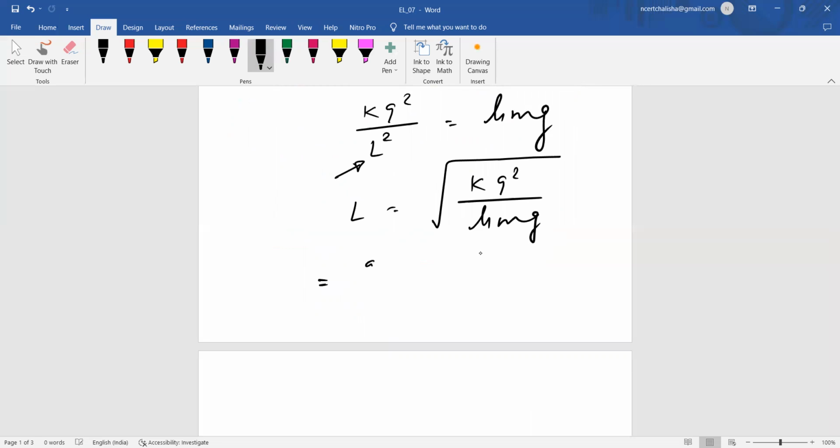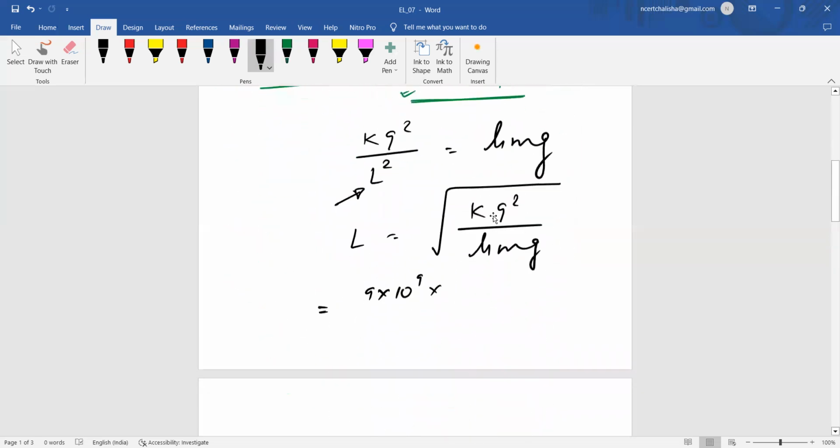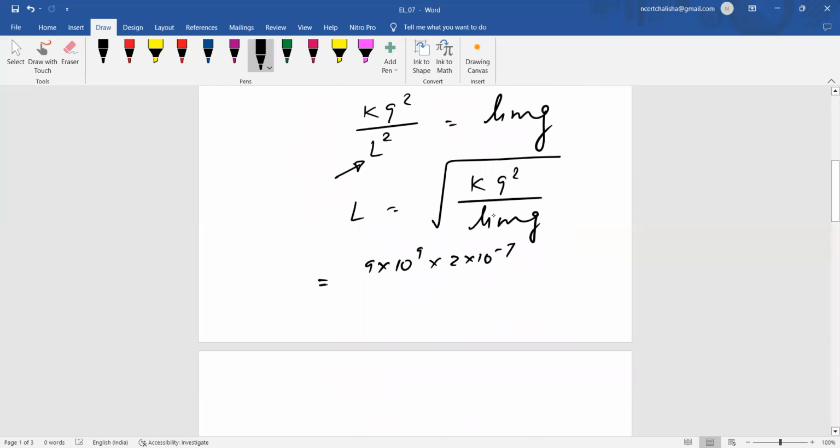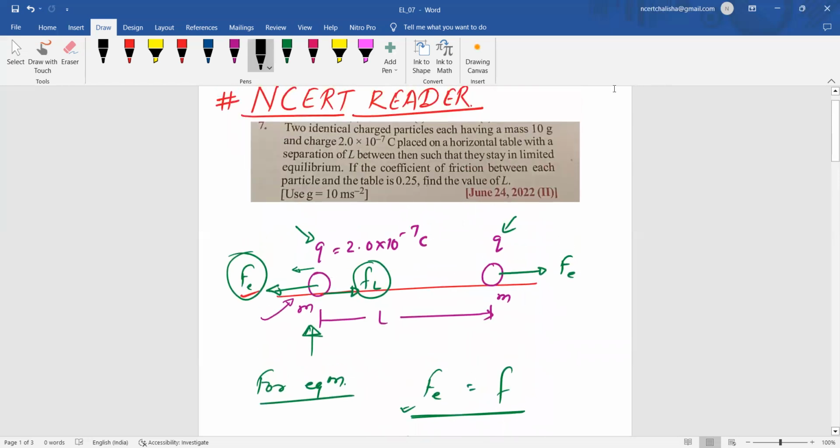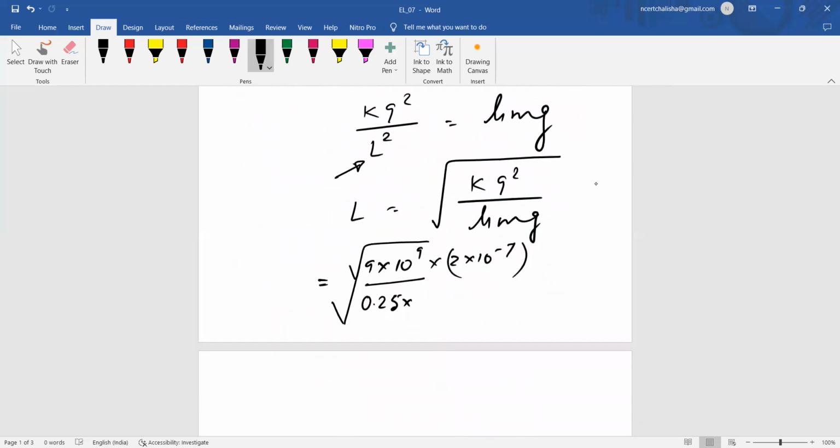Now we just need to put in the value of k. In SI units, k is 9 into 10 to the power of 9. The charge value given here is 2 into 10 to the power of minus 7, and its square is considered outside the root. Then in the root we have the mu value, 0.25, and the mass of the charged particle, given as 10 gram. We have to convert that 10 gram into kg, so it is 10 into 10 to the power of minus 3 kg.